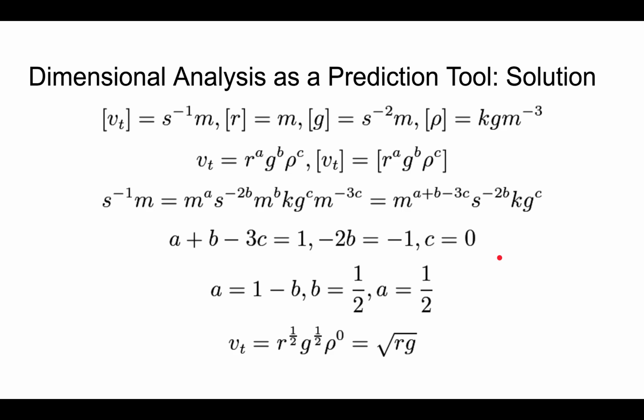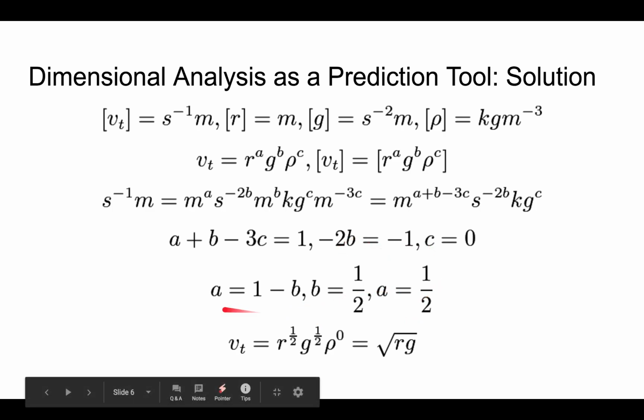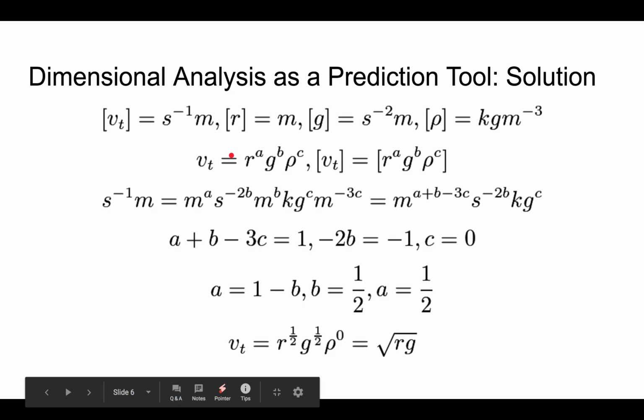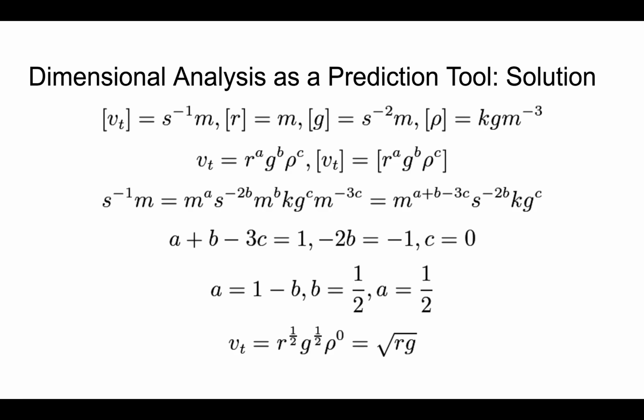So now, simplifying, we can sub in c equals 0 here and get a is equal to 1 minus b. We move the b over to this side of the equation. B is equal to 1/2 from this equation here, and a is equal to 1/2 from this equation here. And that means that subbing in a, b, and c from here into this expression, we get that terminal velocity is equal to r to the 1/2 power times g to the 1/2 power times rho to the 0th power, which is equal to the square root of r times g. Notice that raising something to the 1/2 power is the same as the square root.